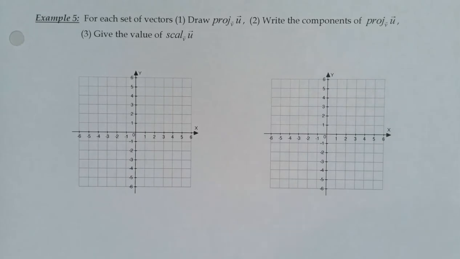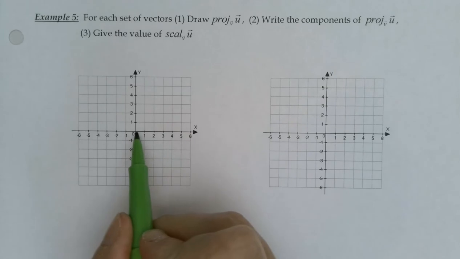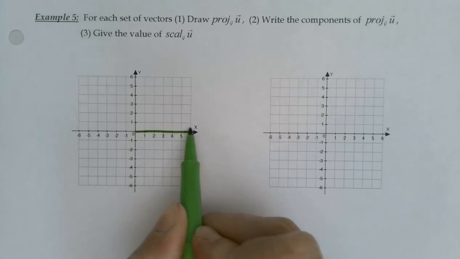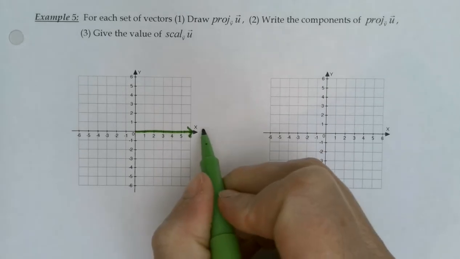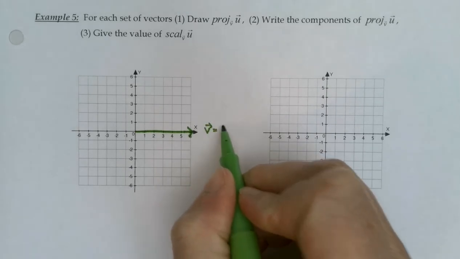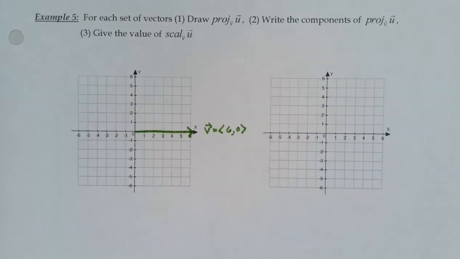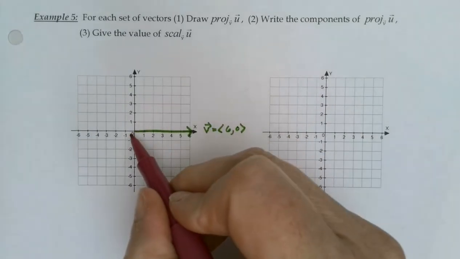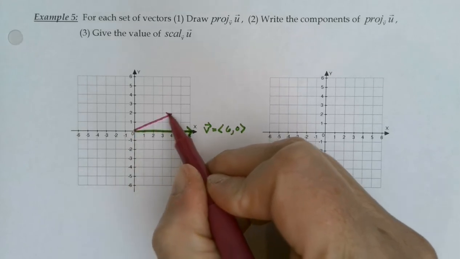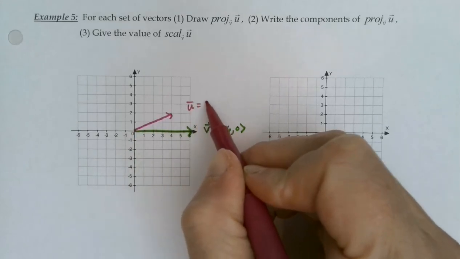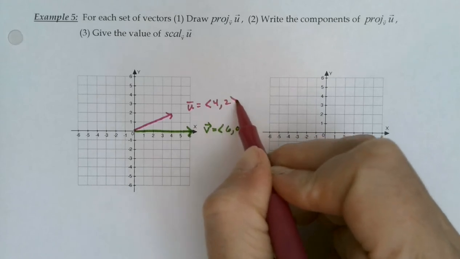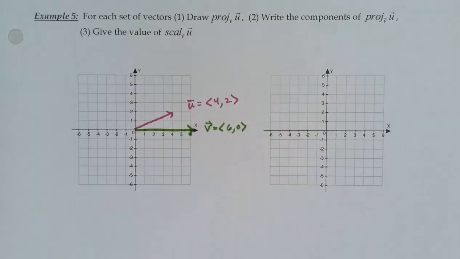Okay, so nothing to it, right? Okay, so let's see here. And unfortunately, I forgot to put these into the notes, so you're just going to have to follow along with me here. So v will be right here. So there's v. V is 6, 0. And u, I'm going to make go right here. U is 4, 2.